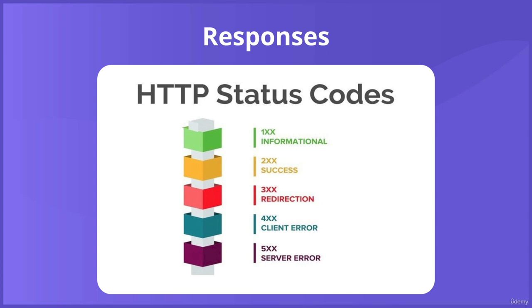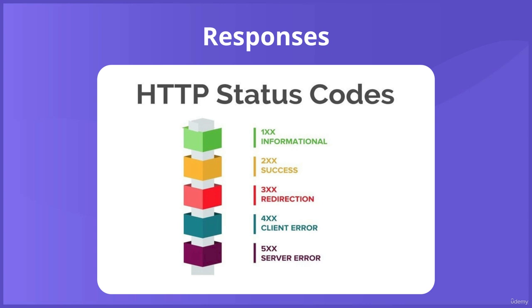204, no content. The server has successfully fulfilled the request, but there is no content to send in the response. 3XX, redirection responses. Further action needs to be taken to complete the request. So 301, moved permanently, means the requested resource has been permanently moved to a new location.